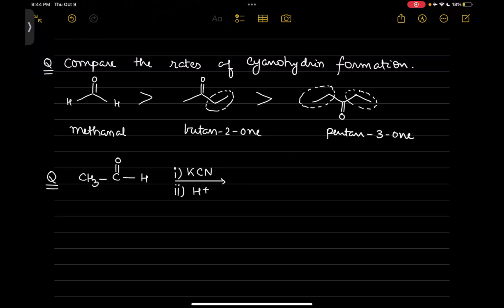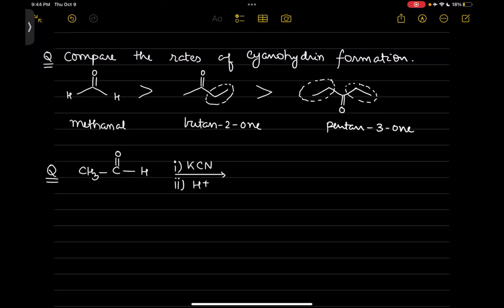We have KCN and H plus. This leads to the formation of a cyanohydrin, right? So OH and CN are going to come up, right? That's why the name cyanohydrin that we discussed.